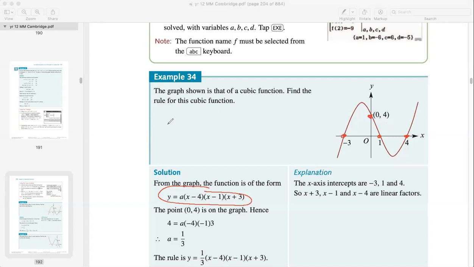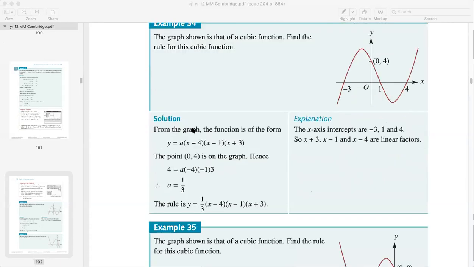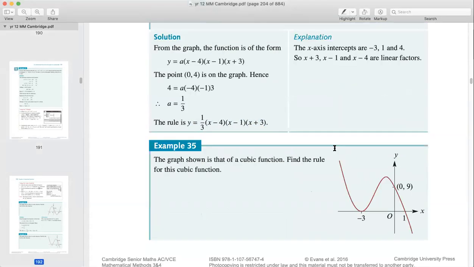You don't need to do y equals ax cubed plus bx squared plus cx plus d, which is tedious and increases a lot of calculation. So my suggestion is doing this, okay?